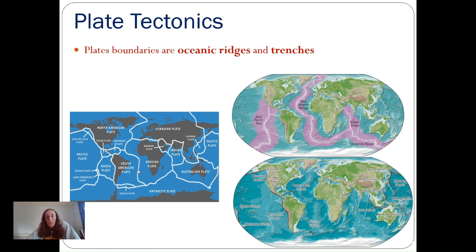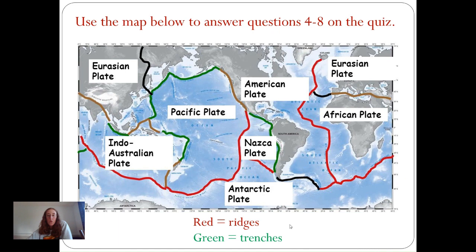The edges of tectonic plates, or the boundaries, are defined by ridges and trenches. So we've already talked about those. Ridges are typically where plates are splitting apart. Trenches are where plates are colliding. So again, if we have a map here, the purple is areas of ocean ridges, and the red is areas of trenches. So based on that, you should be able to answer questions 4 through 8 on the quiz using this map that you have here. Ridges are in red and trenches are in green.